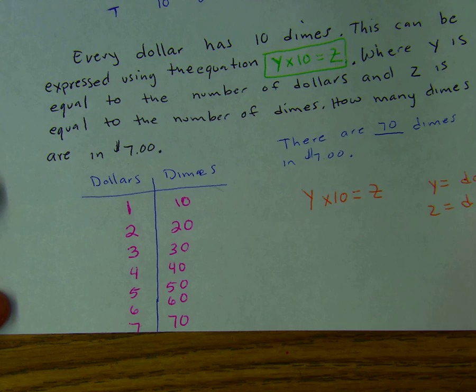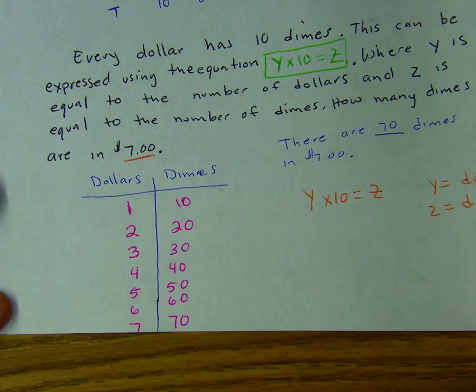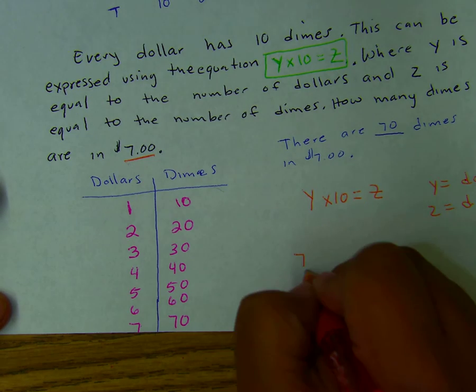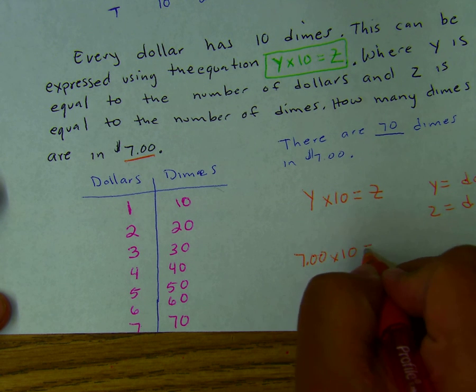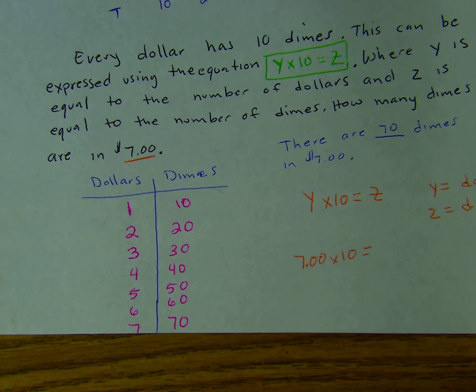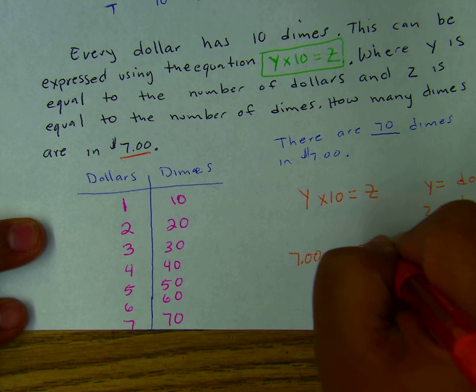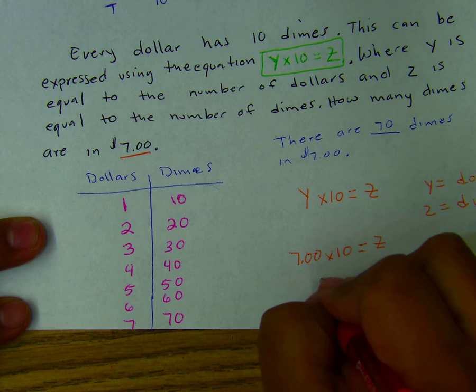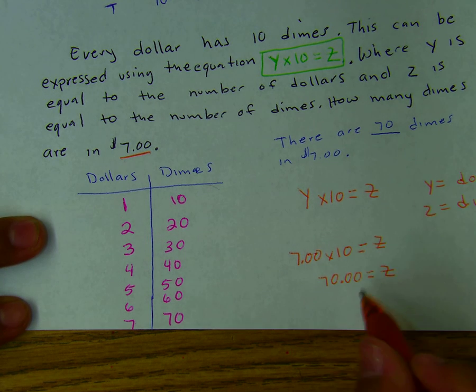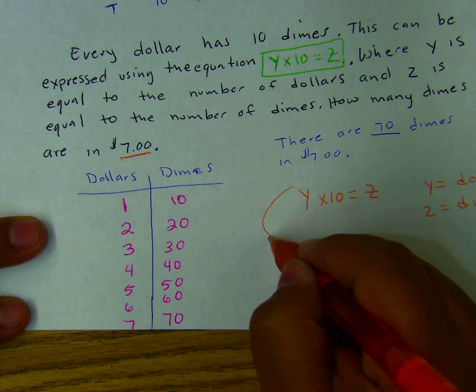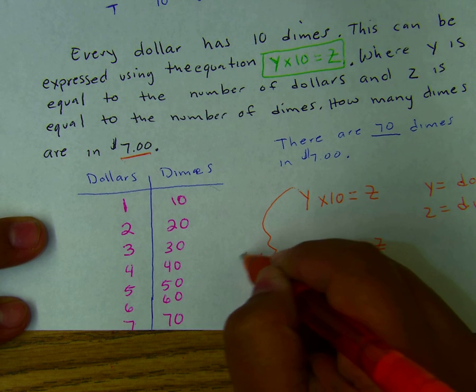Okay, so I'm going to plug everything in. So y, which is my dollars, which is 7, right here it says 7. So $7 times my 10 stays the same, is equal to my number of dimes. At this point, I don't know how many dimes I have, but I have my formula that I can follow, okay? So $7 times 10 is going to give me 70 is equal to z. So therefore, I can see that there are going to be 70 dimes in $7, which is the same information that I gathered from my graph that I created right here.